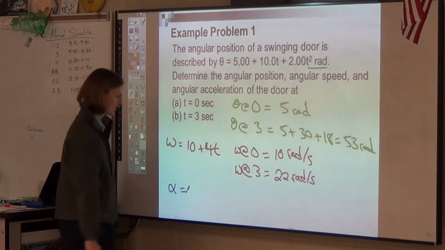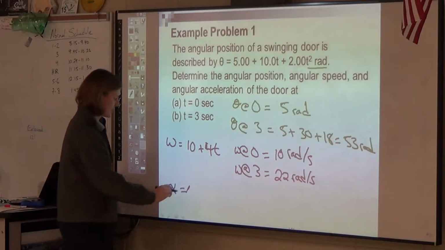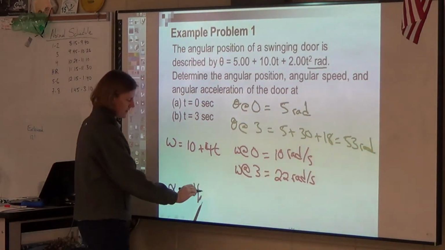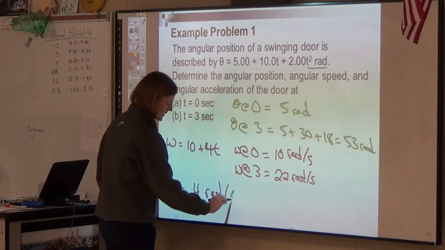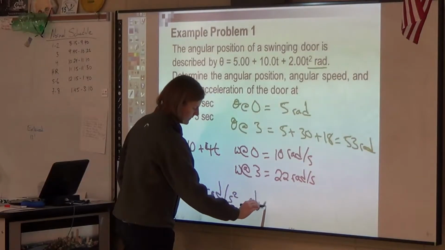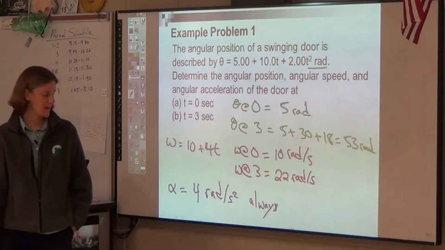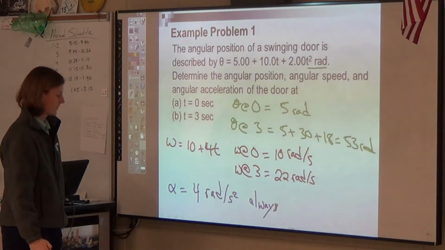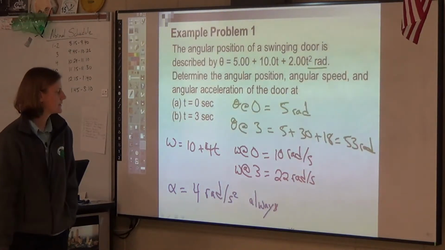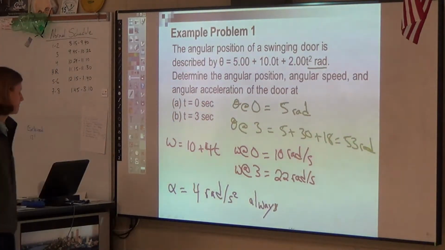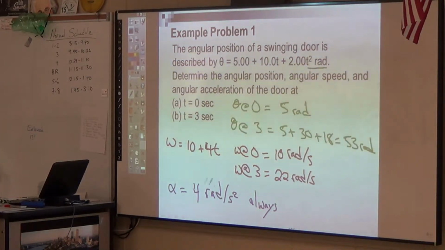Alpha is just simply 4. Doesn't matter what time then. And as before, what? Very good. Always. So that is a case where alpha is constant. We technically could use our kinematics if we needed to. All right, good. We remember how to do derivatives.